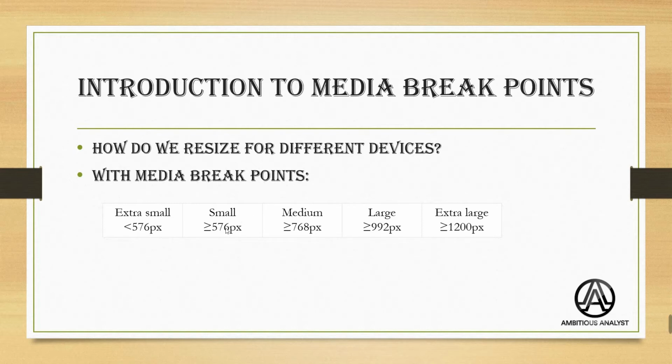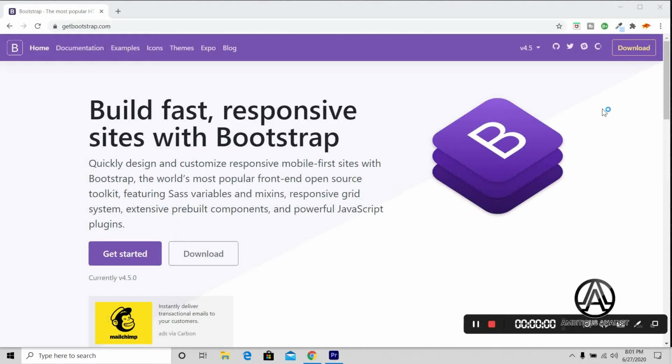So smaller pixelation of 576 pixels is like a cell phone. I have a Galaxy S7, and the pixelation on that is actually going to be less than 576, which makes it extra small. I think it's like 460. So when you look those up for pixel width, make sure to look up device width and not pixelation, because those are two different terms. But enough of that. Let's get onto Bootstrap so I can show you.